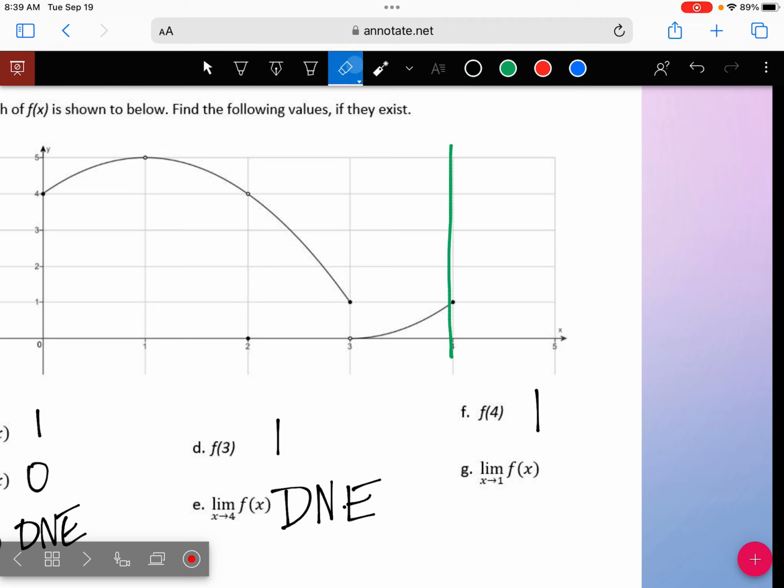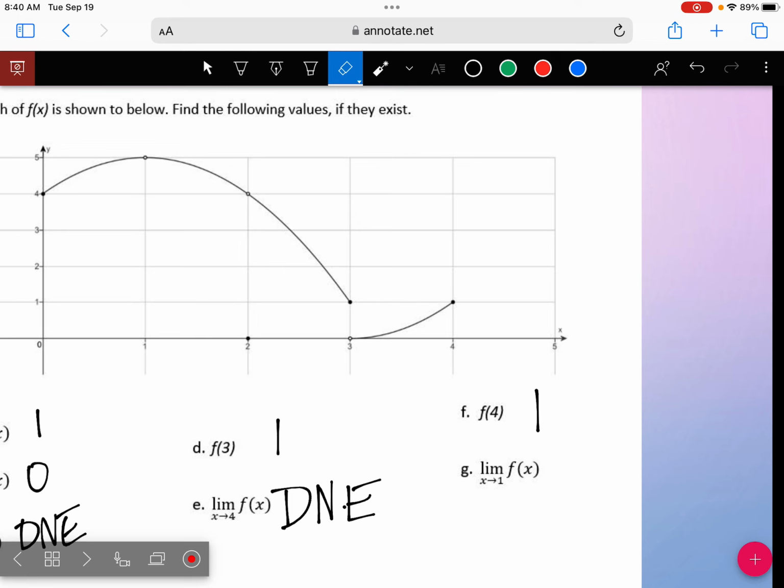So for E, what would it have been if it was a +4? Because there's nothing that goes. D and E. There's nothing there. So it has to have stuff on both sides.